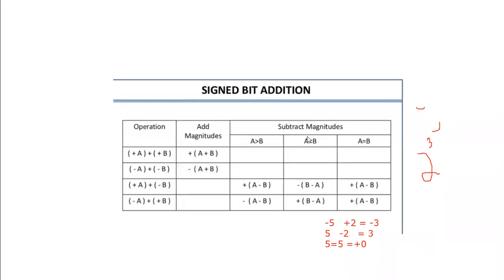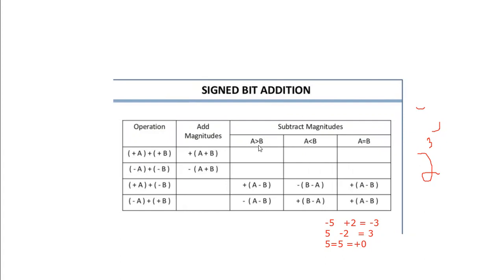So in sign bit addition, these are all the various combinations. When both are positive, you add, so it will be A plus B. When both are negative, again you add and substitute the minus symbol. Then here A is positive and B is negative. Now only you have to do comparisons.